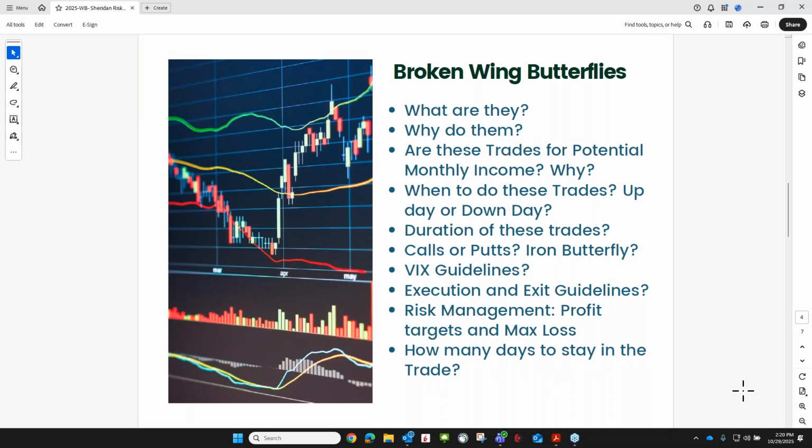So what are broken wing butterflies? Again, the example I used would be to sell the at the monies. For example, if you're looking at SPX, you buy your in the money call 70 points down from where you sell the at the money, and maybe buy the out of the money call 60 points up. That would be broken wing, where the distance from the short to the in the money call is different than the distance from the short to the out of the money. That's what makes them broken wing or unbalanced. If the distance on both sides is the same, that would be balanced.